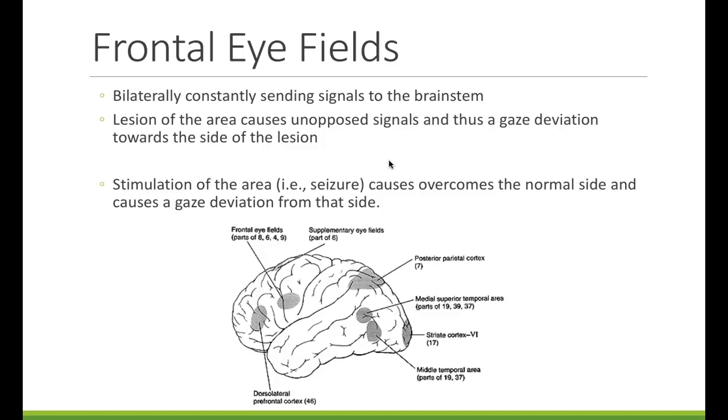If there is stimulation of an area within the frontal eye field, such as with a seizure, then that side becomes hyperactive and overcomes the normal side, and the patient will then deviate towards the normal side. So if you have a seizure originating from the right frontal lobe, it will drive vision over to the left side.